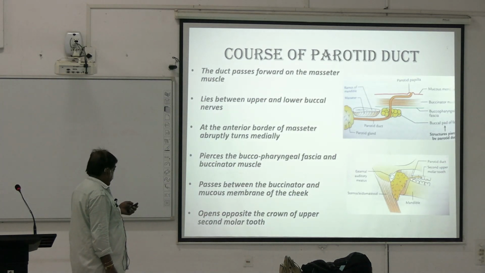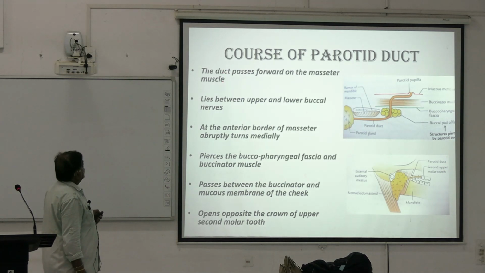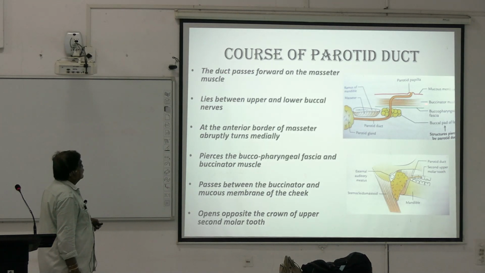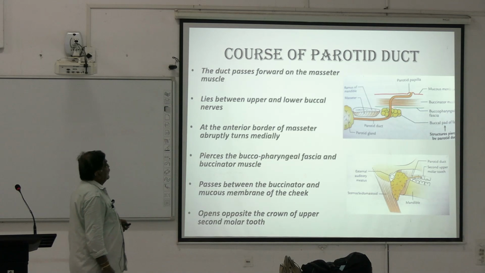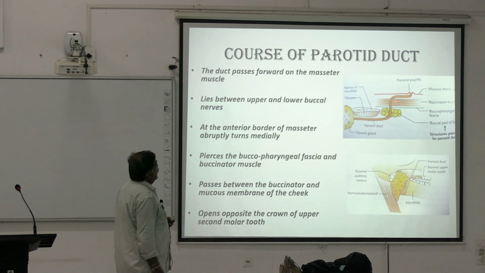Now, course of the parotid duct. This is very important. The duct passes forwards on the masseter muscle. This is the buccinator. This is the parotid duct. This is the masseter muscle here, and buccal pad of fat. And this is the parotid papilla.